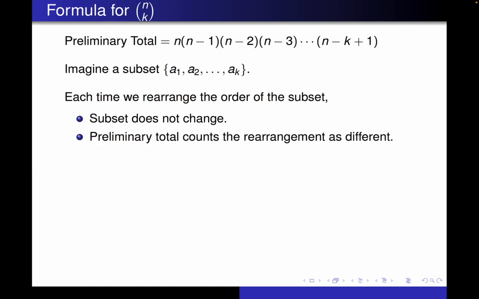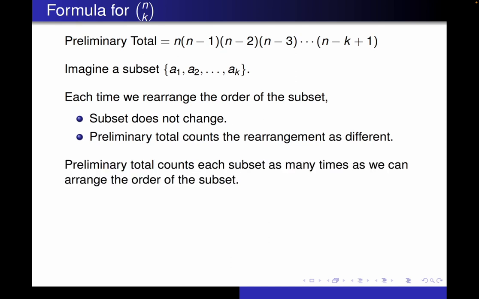However, in our preliminary total, when we were doing our counting, we do get a different subset as far as that one's considered, right? So the preliminary total thinks we're getting a new subset, but it's really the same subset. So our preliminary total is going to count each subset as many times as we can arrange the order of the subset. So what we're going to do now is count how many times we can actually rearrange the order of that subset to get an idea of how much we've actually overcounted.